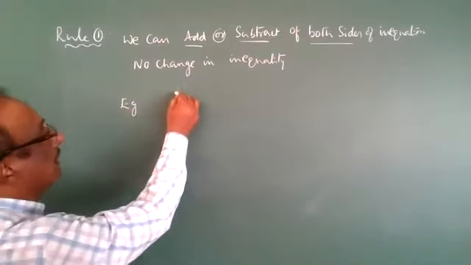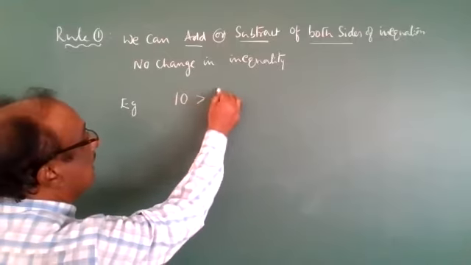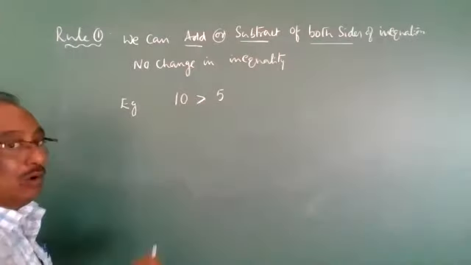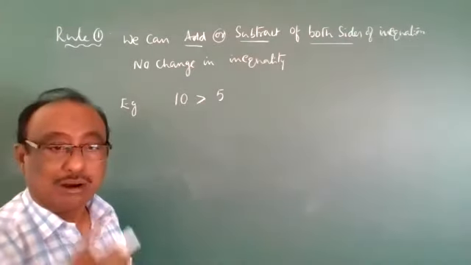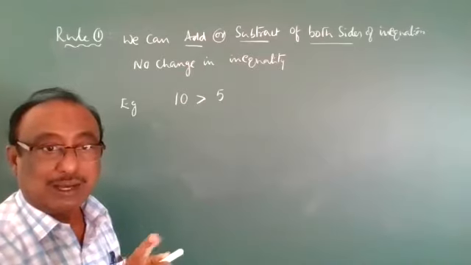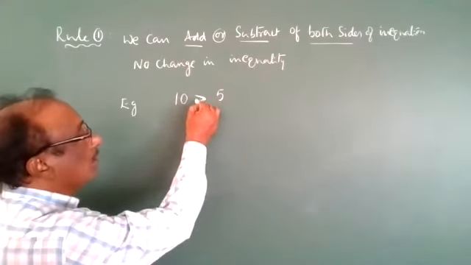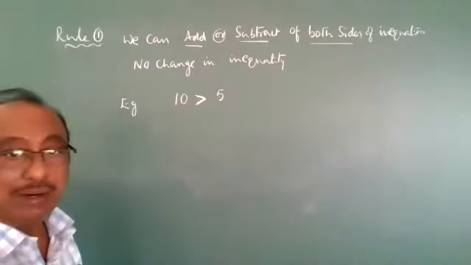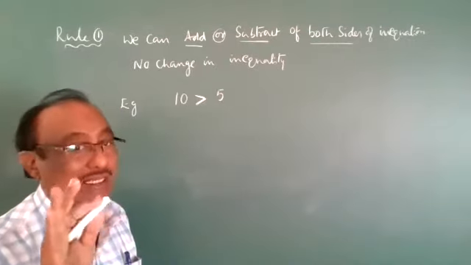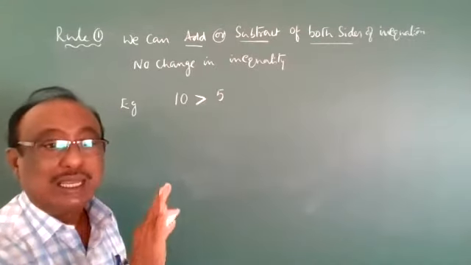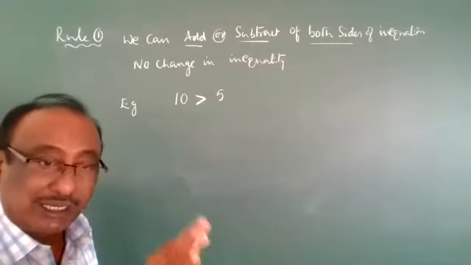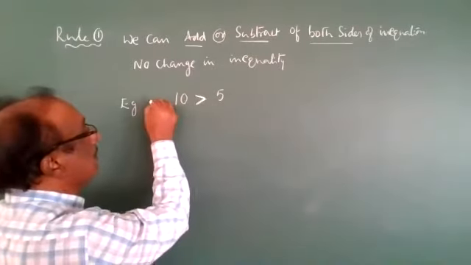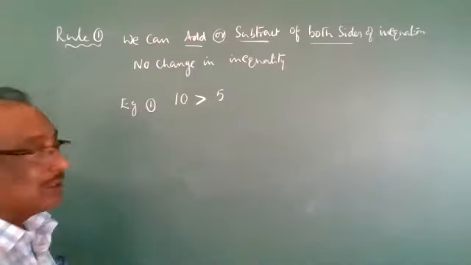We can see 10 is greater than 5. The closed side is the smaller number, and the open side is the greater number. Always the open side, the open mouth, is the greater number, and the closed mouth side is the lesser number. We can add or subtract any number, and the inequality never changes. Example number 1: I will add 2 on both sides.